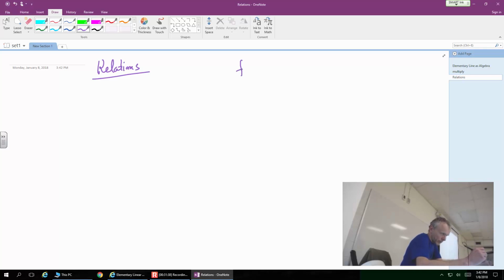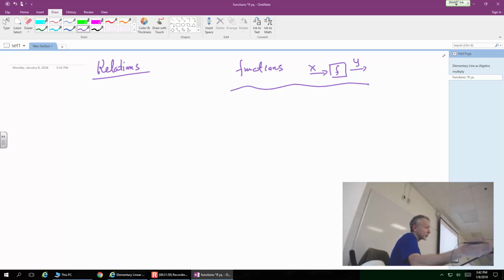So functions are like machines processing x's into y's. And relations are, so thereby we establish a relation between x and y. That's what a function is, but there are more general relations that are not functions. So remember any?